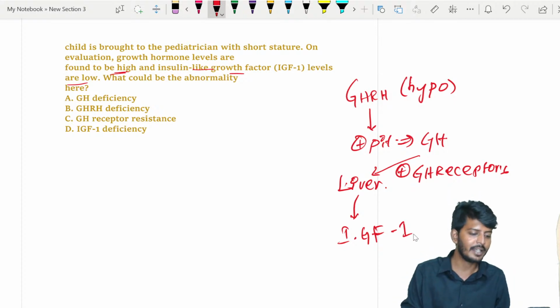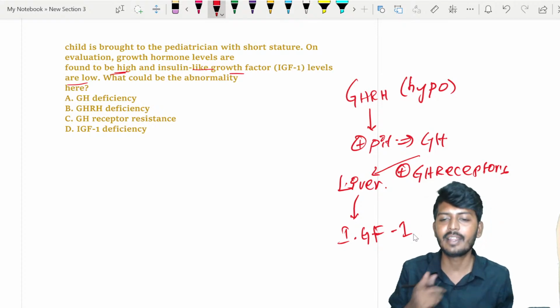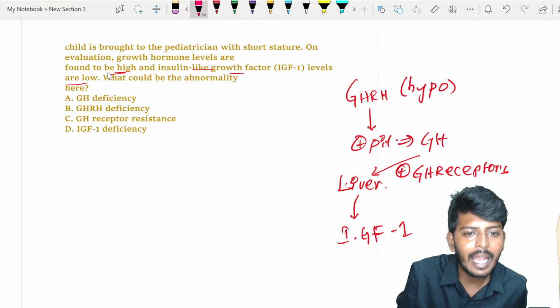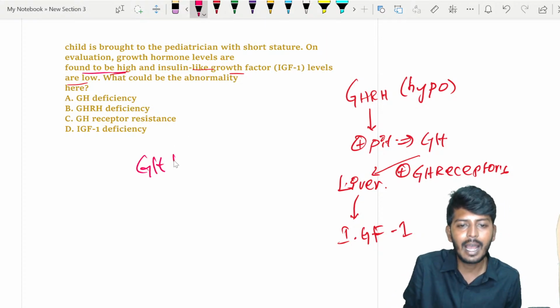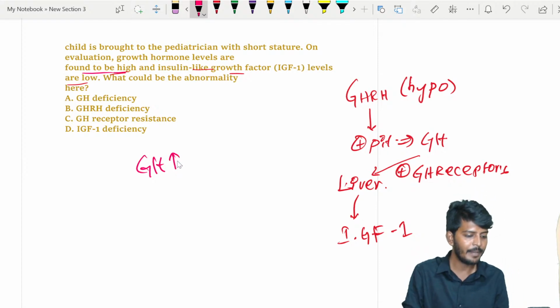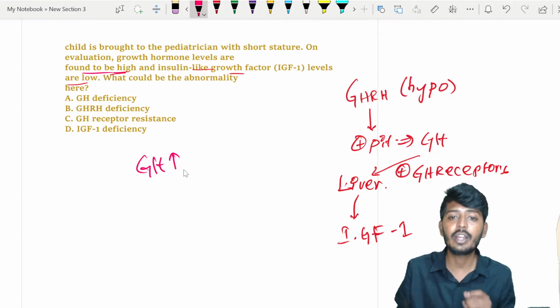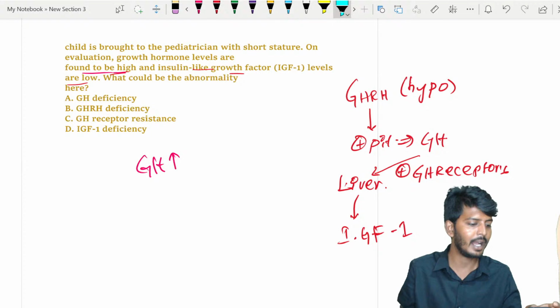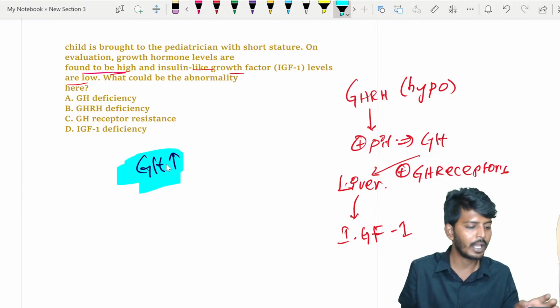Okay, so what is the diagnosis? All of you are telling D. D is not the correct answer. Look carefully here. What they're telling is a high level of growth hormone. So growth hormone is high. Though growth hormone is high, the question comes to us: very nice, growth hormone is high.